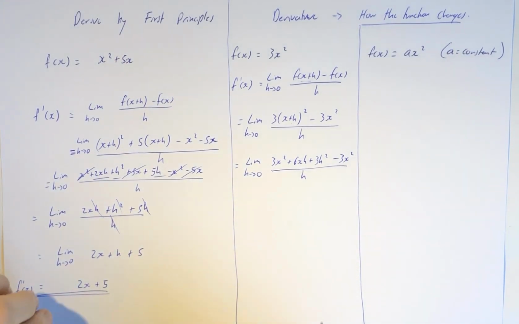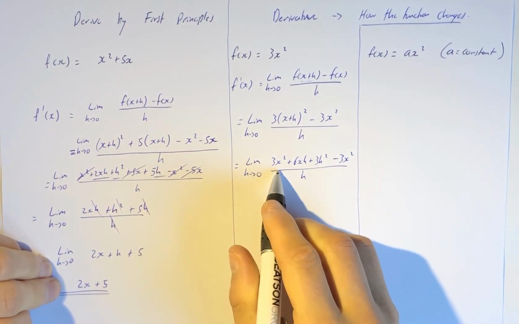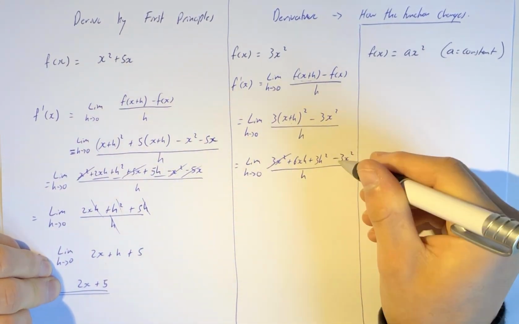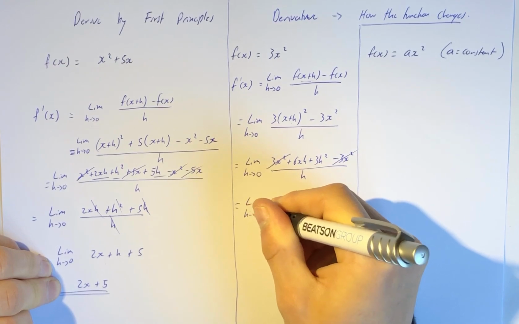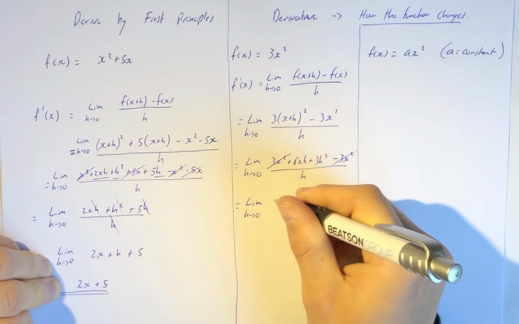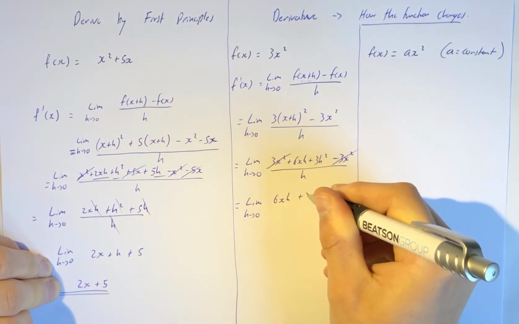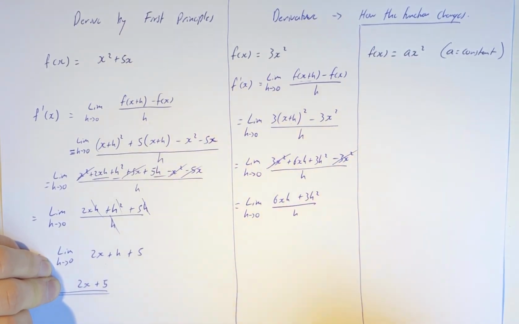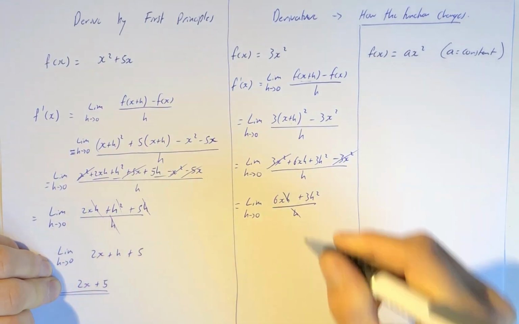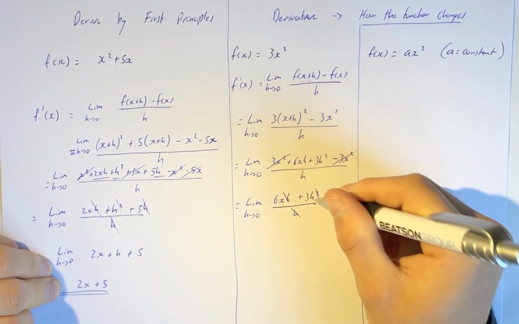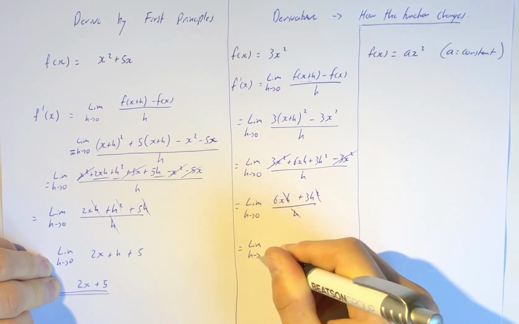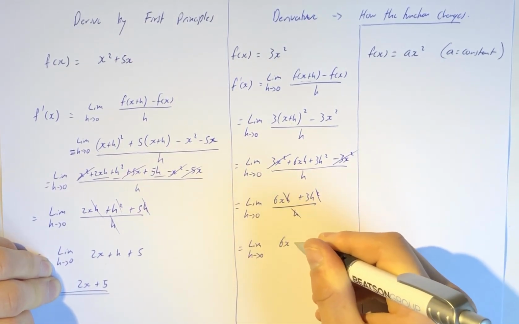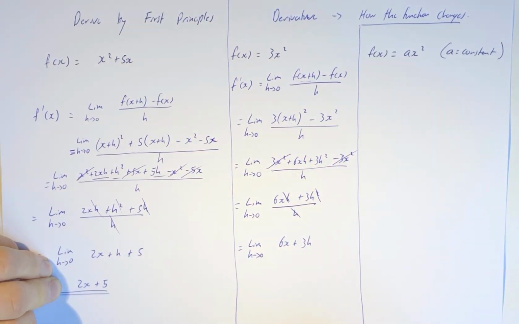Okay, now we'll do some cancelling. That's going to cancel with that, and we're left with the limit as h gets closer to 0 of 6xh plus 3h squared all over h. That h and that h will cancel, because h divided by h is 1, and h squared over h just leaves an h. So we're left with the limit as h tends to 0 of 6x plus 3h.